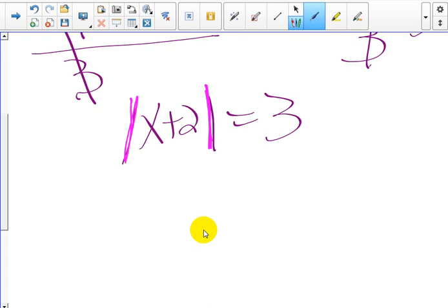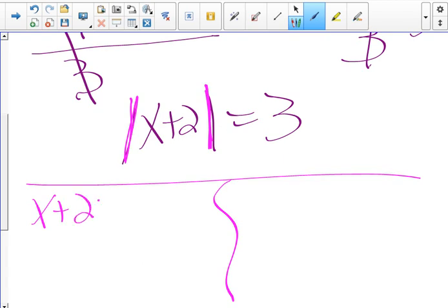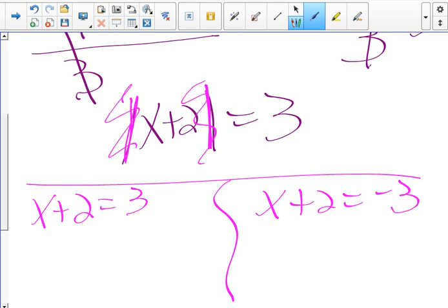All right, so let's solve it now. So it's going to be x plus 2 equal positive 3 and x plus 2 equal negative 3. So to remove these symbols, we've got to solve it as the positive and the negative. So there it is with the positive, and there it is with the negative. Any questions on that so far? Am I going too fast? Yes, sir.